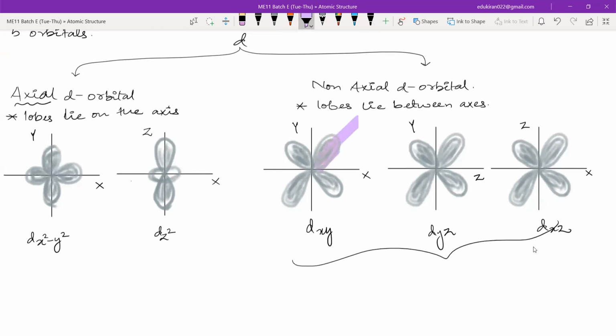As you can see, the electron density is between the axes, and here we have the electron density on the axis. Okay, we have the lobes on the axis.